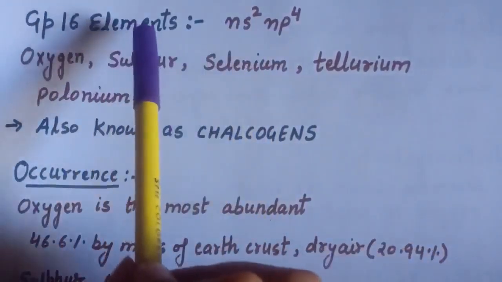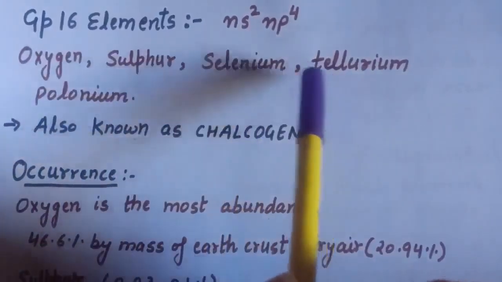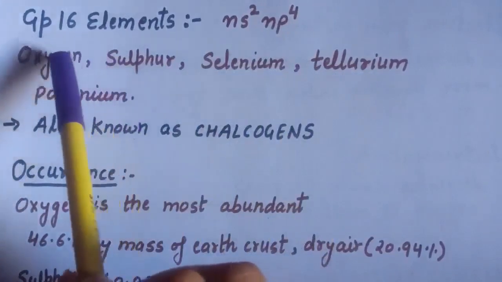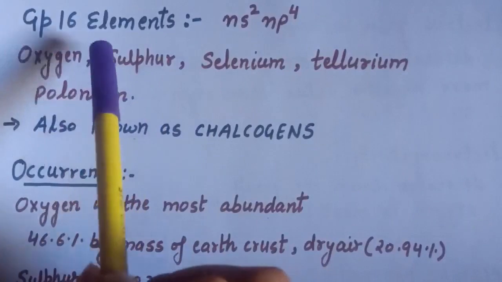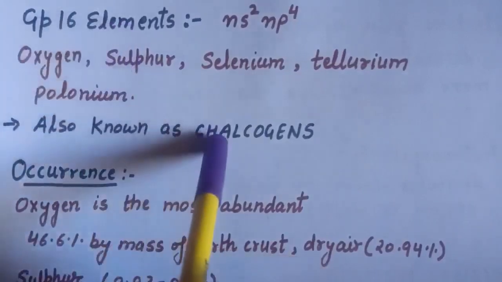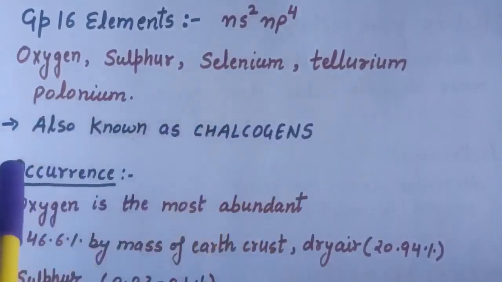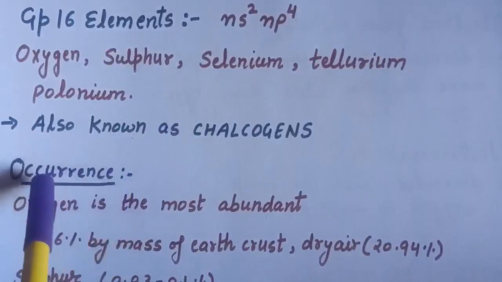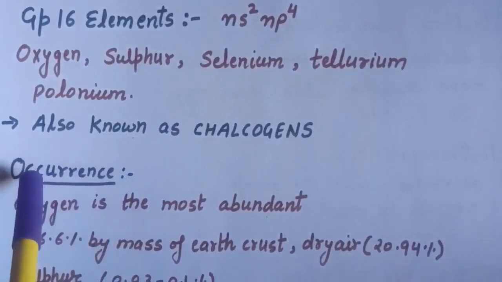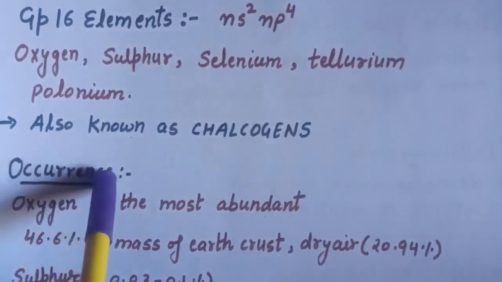In group 16 we have oxygen, sulfur, selenium, tellurium and polonium. So these are the elements which are present in group 16. This group 16 is also known as chalcogens. So first of all we will discuss the occurrence of group 16 elements, and after that we will discuss the atomic and the physical properties of group 16 elements. Now first we start with the occurrence of group 16 elements.